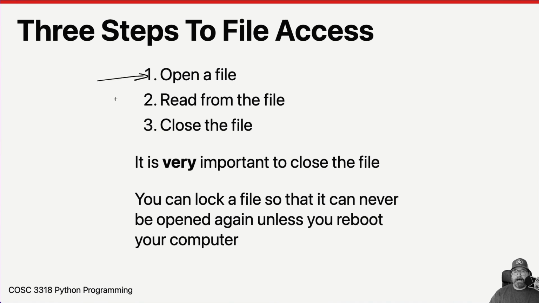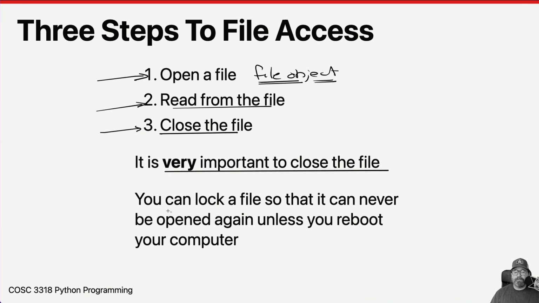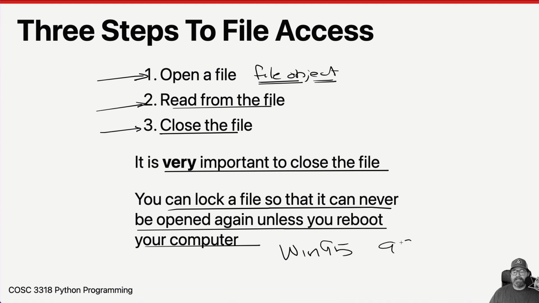First, we open the file to get a file object, and that file object is a return value, so we have to put it in a variable. Then we use functions or methods on that file object to read from the file, and then we have to close the file. And it's very important to close the file because if you don't, you can lock a file so that it never can be opened again unless you reboot your computer, which used to happen on Windows 95 and Windows 98 and Windows ME. Old versions of Windows, so easy to lock a file, you'd have to reboot your computer. As a programmer, it just sucked.